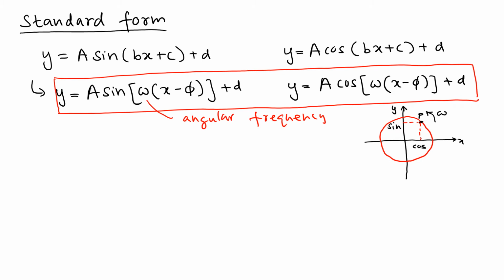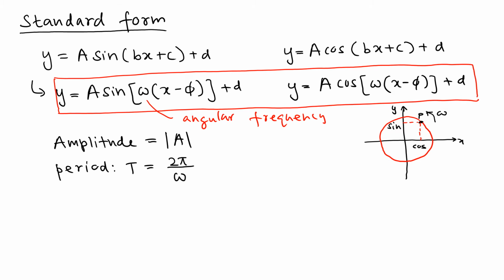Okay, so let's write down these results. When you write it like that, the amplitude is given by the absolute value of a, because a can be negative, so we just take the absolute value. And the period, which we normally write as T, is 2 pi over omega. Again, omega can be negative, so we put an absolute value sign here just to make it positive.